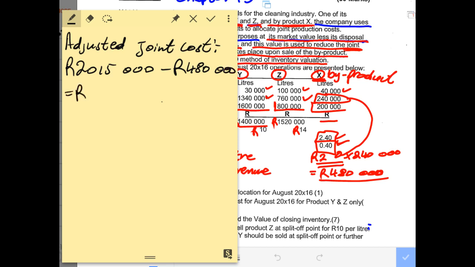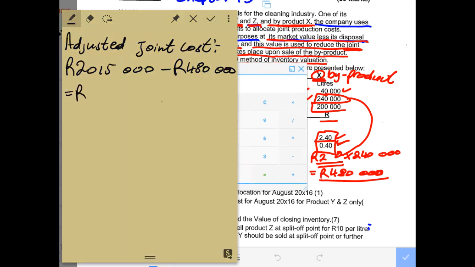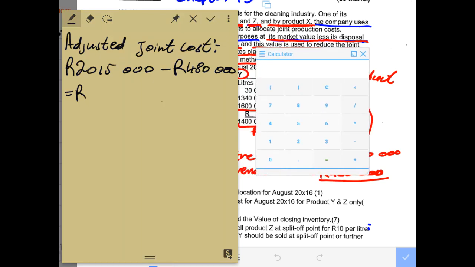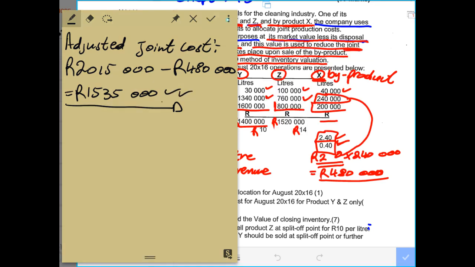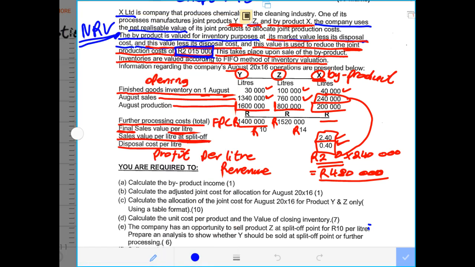Therefore, that will give us the amount of the joint cost that will be allocated after the adjustments have been taken into account, which is the revenue generated from the sale of the byproduct. 2,015,000 rands minus 480,000 rands will give us 1,535,000 rands. So when we allocate our joint cost, we have to allocate the adjusted joint cost, after we have deducted the revenue generated from the sales of the byproduct, because we were instructed to do so.